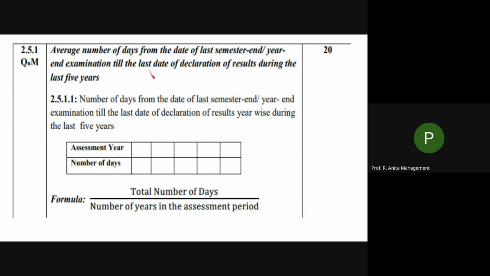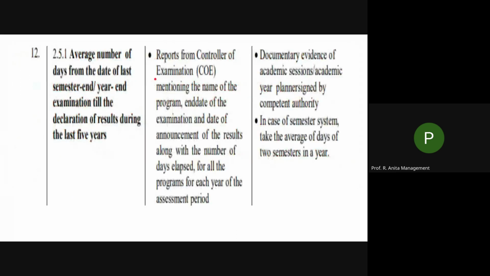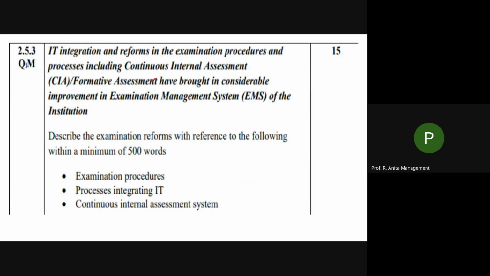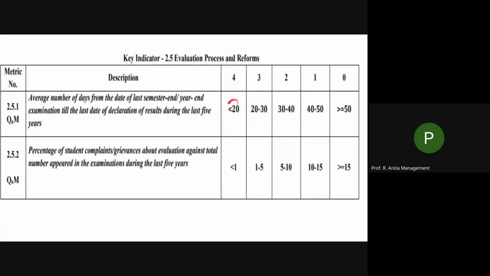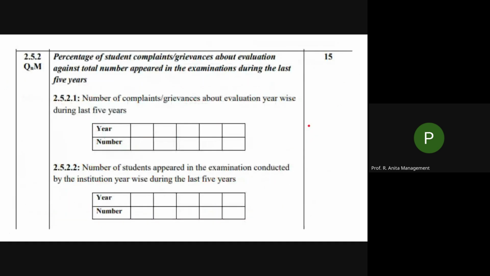Average number of days that you take from the last date of ending of the exam till the declaration of results. So you have to see that, if it is less than 20 days, you're going to get 4 marks. If it is more than 20 days, you can see the marks are 3 to 1 according to the number of days that you take for releasing the results, right?